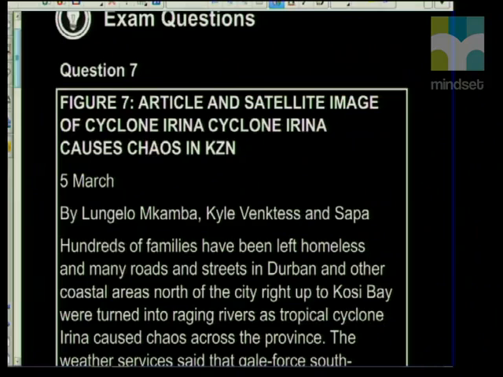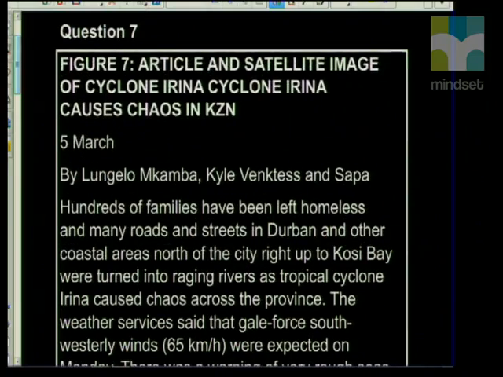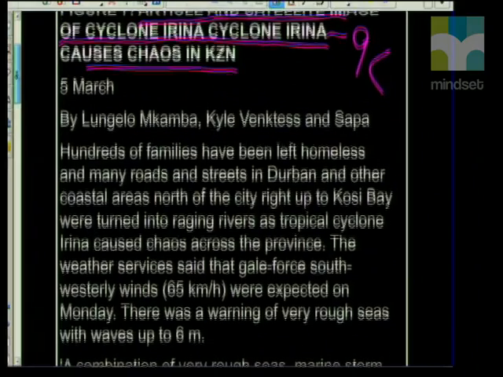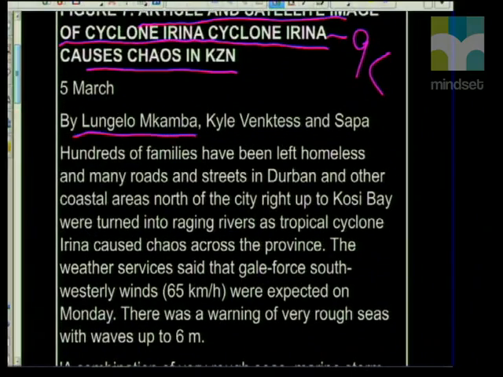All right, let's look at this case study, and I'm going to go through it as quickly as possible so that we can get through some questions. Figure 7, article and satellite image of Cyclone Irene. Already you're thinking A, B, C, D, E, F, G, H, I. The 9th cyclone. Can you see how we're interpreting it? This was the article written by Lungelo Kyle Fenter, and we have to give our reference.